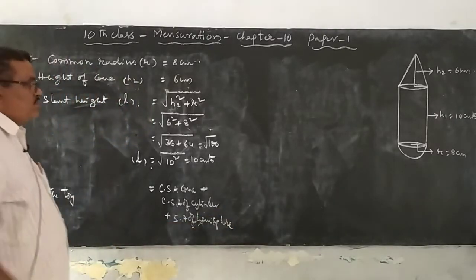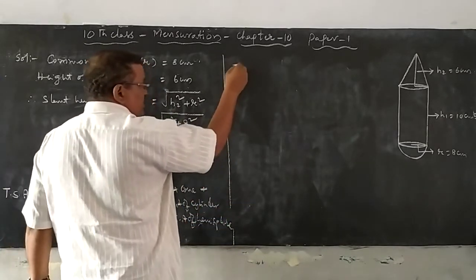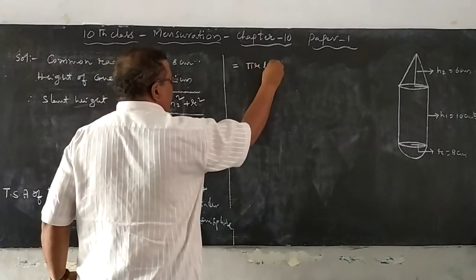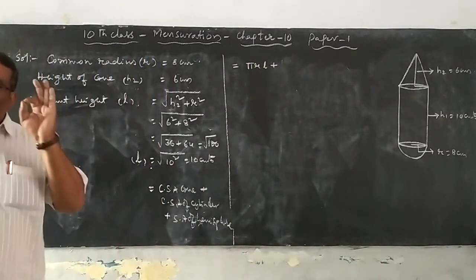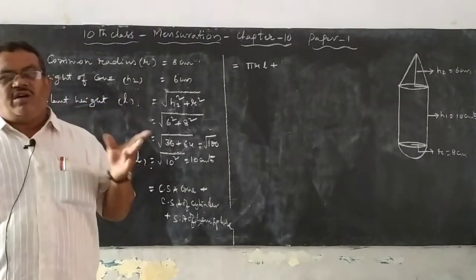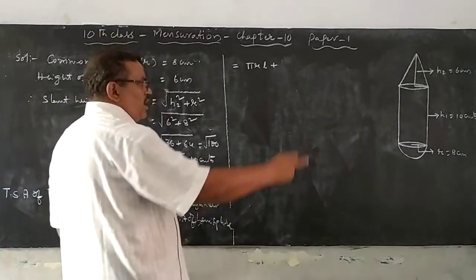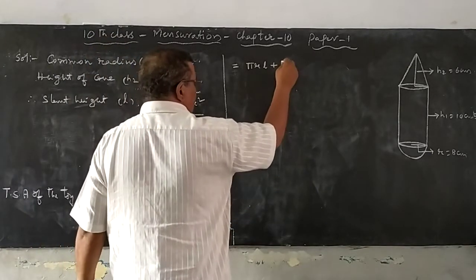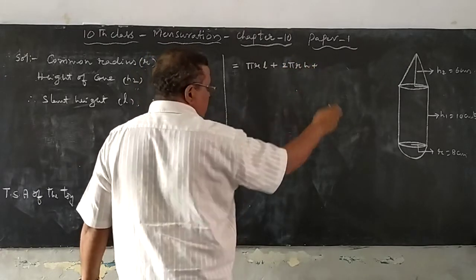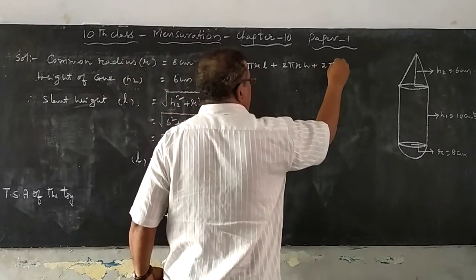So finally, write the solution. CSA of the cone, formula pi r L. Simple calculation, children, very simple calculation. If you know the formula, fine; without the formula we are helpless. So properly read the formula. And CSA of the cylinder, formula 2 pi r H. And the surface area of the hemisphere, 2 pi r squared.